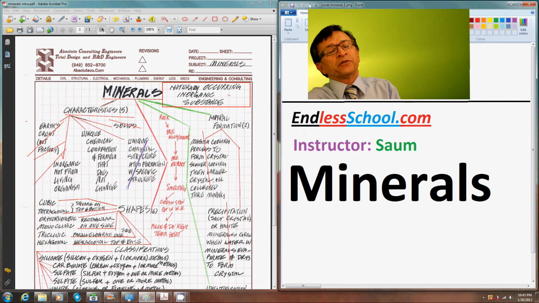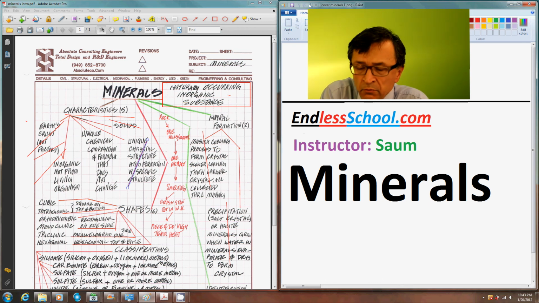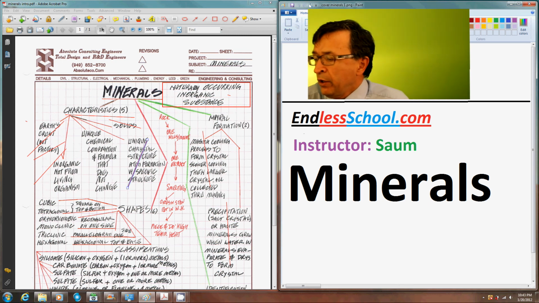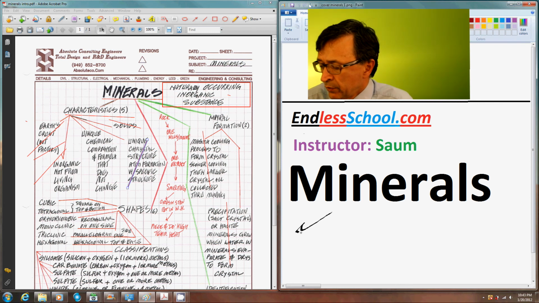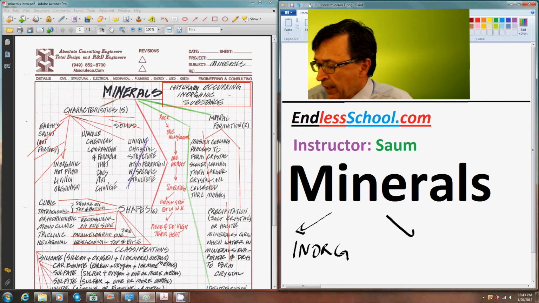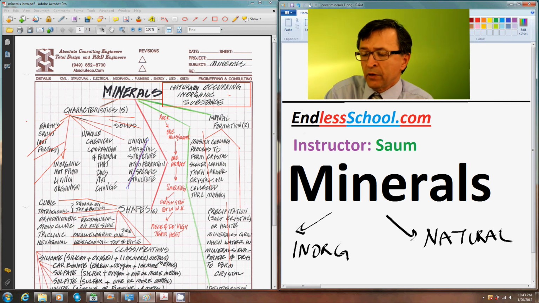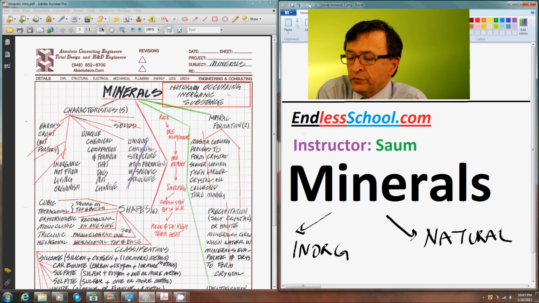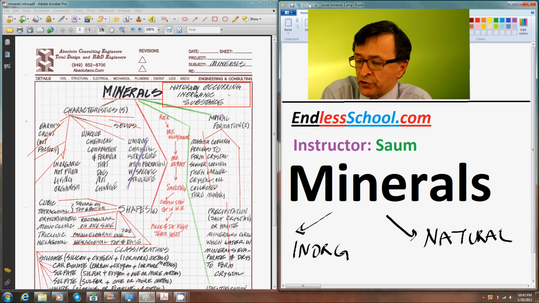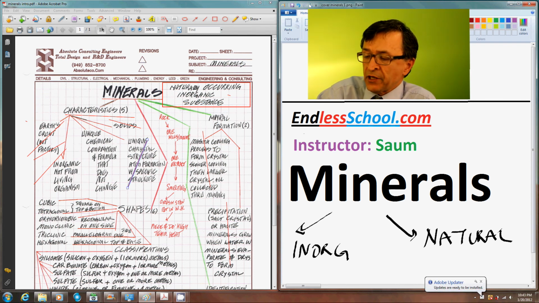Minerals have one basic definition. Number one is that they are inorganic, and second one is that they are natural. So if anyone wants to define the word mineral, they simply have to look at the following definition. It is a naturally occurring inorganic substance.